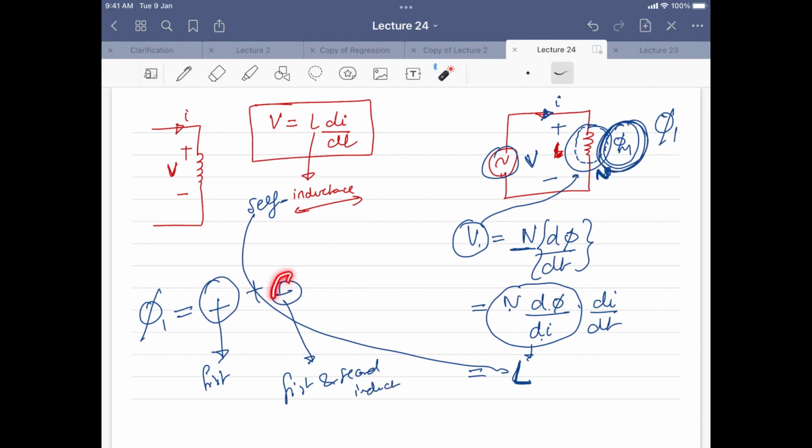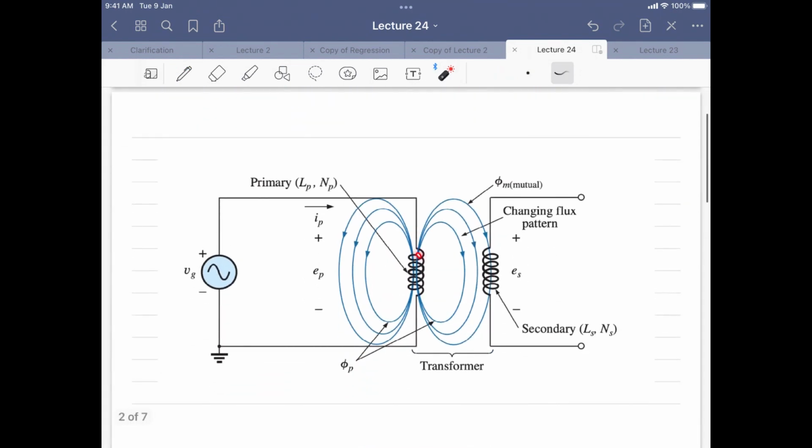So this part is this part, and this is the flux related to this inductor itself. So the total flux is nothing but this flux plus the interaction between the two inductors, and that happens because of the mutual flux which is coming in between the two. You can see from the diagram we have this mutual flux which is generated between the two coils, and this flux is related to the original flux that we were already discussing.